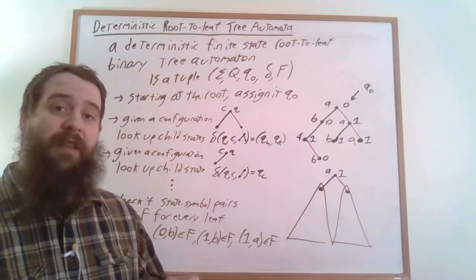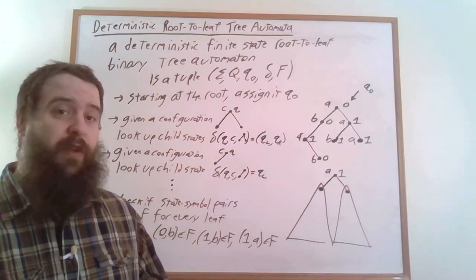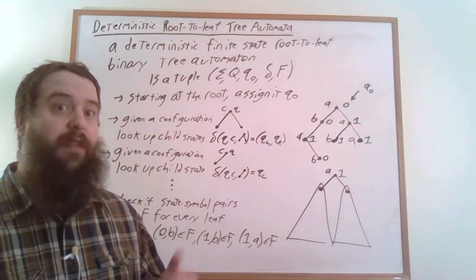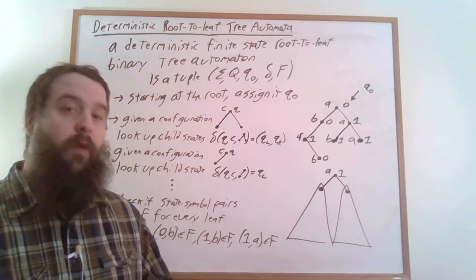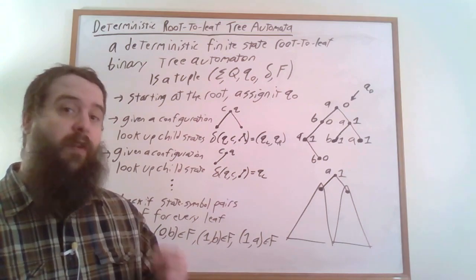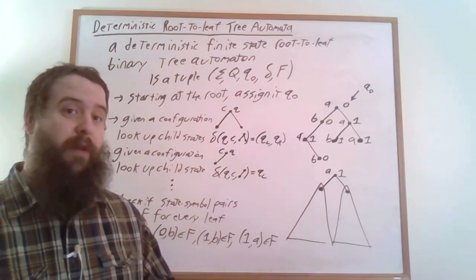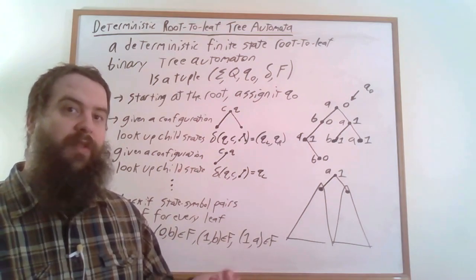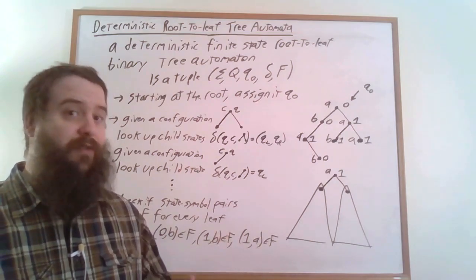Let's say we're trying to build a deterministic root-to-leaf tree automaton that takes in a tree and accepts it if it has an odd number of A's in it. We saw in the previous video that this was something we could do with deterministic leaf-to-root tree automata, and so hopefully we'd like to be able to do this with deterministic root-to-leaf tree automata.